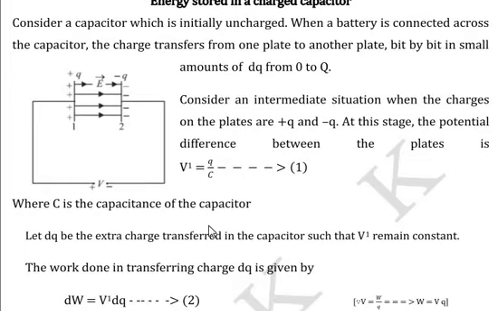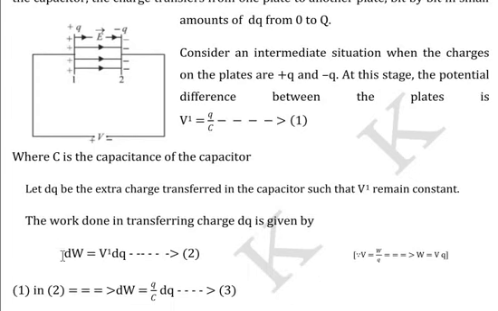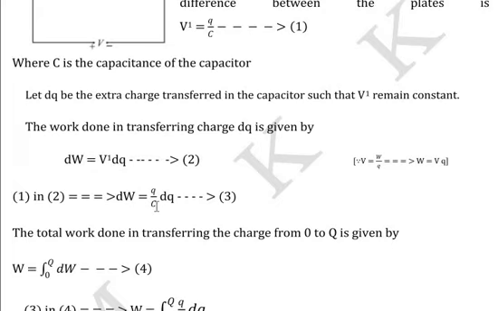Now, if you think of a transfer of charge of dq onto the plates, you know that the work done in transferring a charge of dq would be v dash into dq, because you know that V is W by q, or W is V into q. That has been made use of here. The work done in transferring a charge of dq onto the plates of the capacitor is v dash into dq. So substituting equation 1 into dW, v dash is q by C, so dW is q by C into dq. This is the work done in transferring a charge of dq onto the plates of the capacitor.